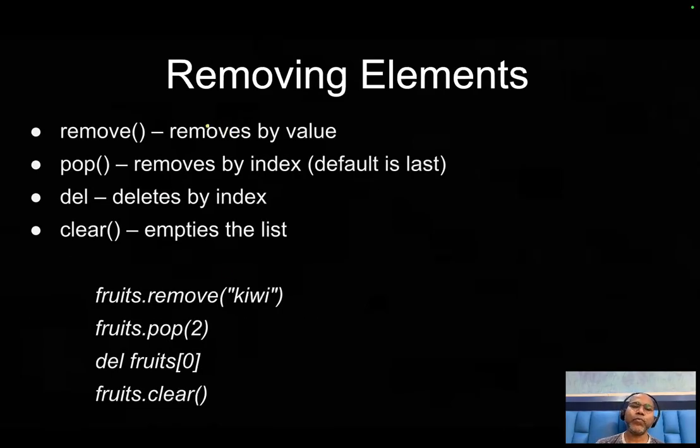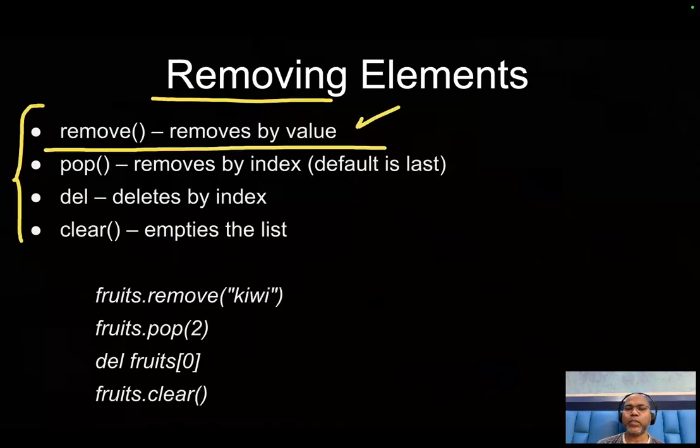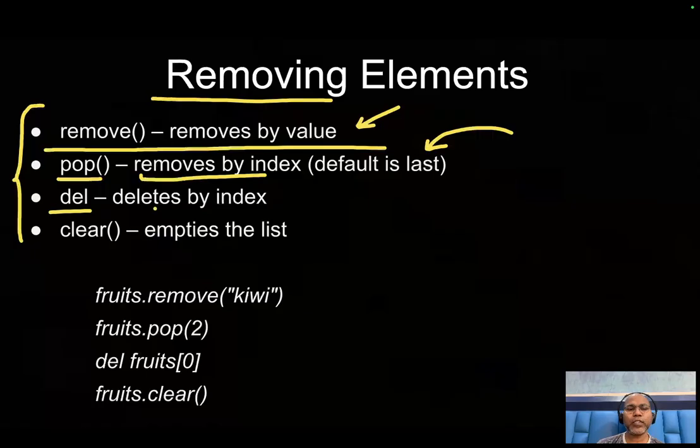Sometimes you may want to remove some elements from the list. For removing we also have a couple of options. Remove by the value: you mention the value you want to remove. Or pop is the method that removes by the index. By default it removes from the last. Del deletes by specifying the index in its syntax. Clear just empties the list.